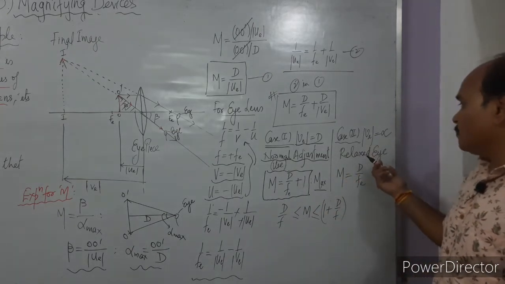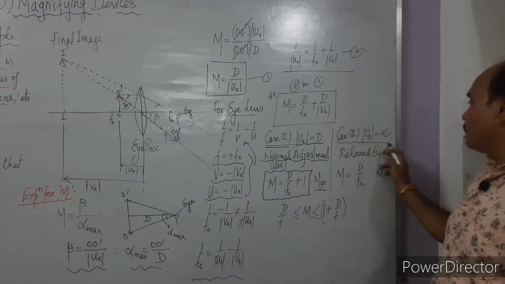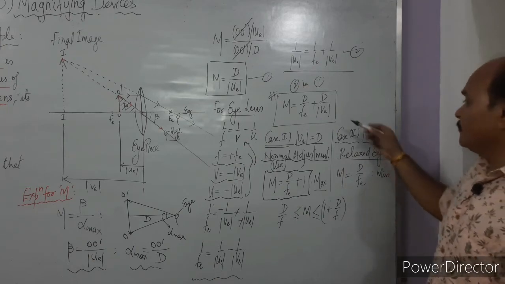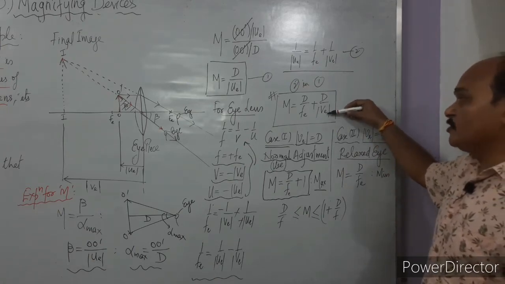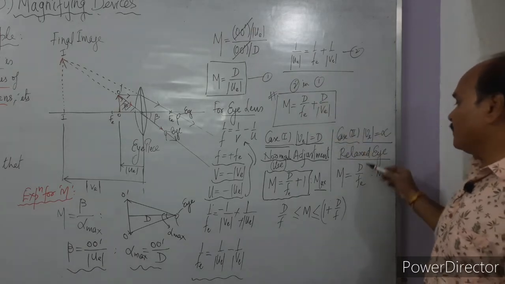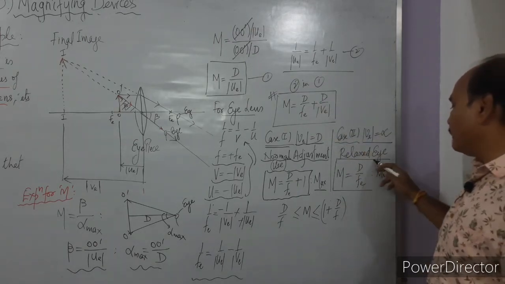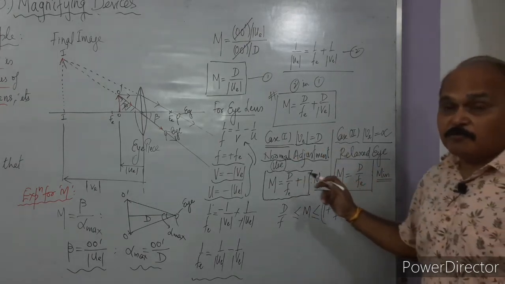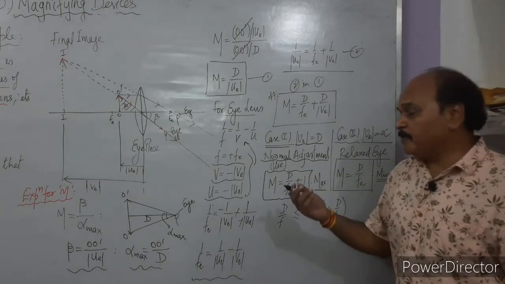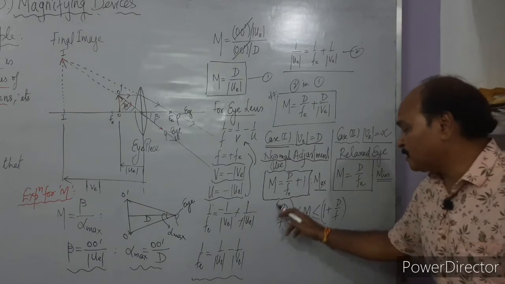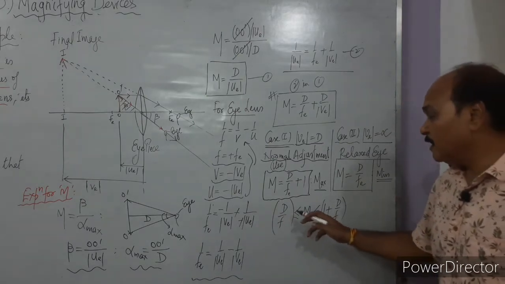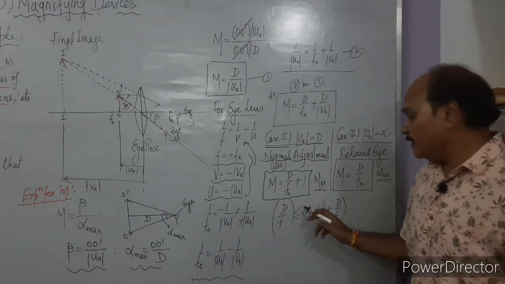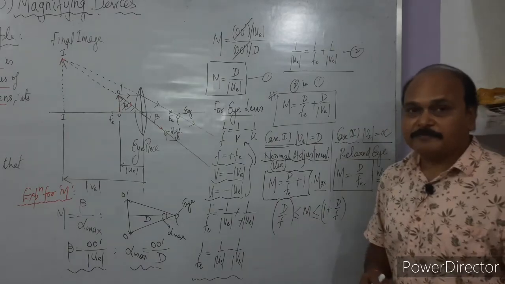And in case 2, when the final image is seen farthest from the eye, that is with relaxed eye, what is this V? V is infinity. D upon infinity is 0. So what do we get M as? D upon FE. So this is the value of M when the final image is seen farthest from the eye. And remember, this value of M is minimum. So the magnification for a simple microscope lies between its maximum value 1 plus D upon F and minimum value D upon F. That is, M is less than or equal to 1 plus D upon FE and greater than or equal to D upon FE.